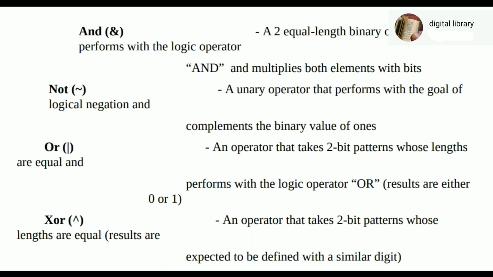Bitwise operators, these operators manipulate variables at the bit level in a primitive yet fast way, since they analyze binary numerals, which are the smallest unit of addressable memory. They process execution in the quickest way possible. AND, a binary operator of two equal-length binary patterns that performs the logical AND operation and multiplies both elements bit by bit.